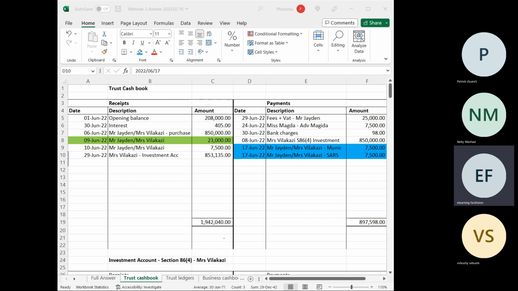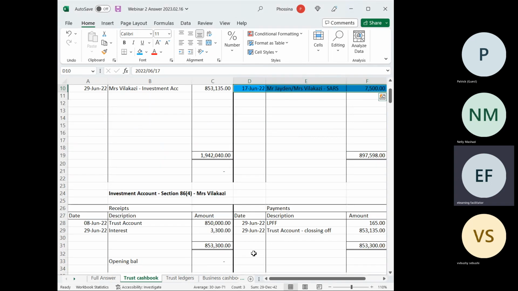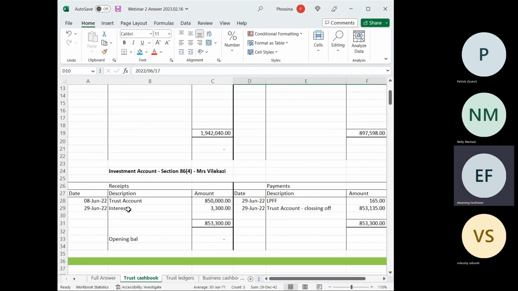And then on 29 June, we withdraw the money from the investment account. And we are told that the same money had earned interest of 3,300. Okay, so this is our investment account. So initially we received 850,000.